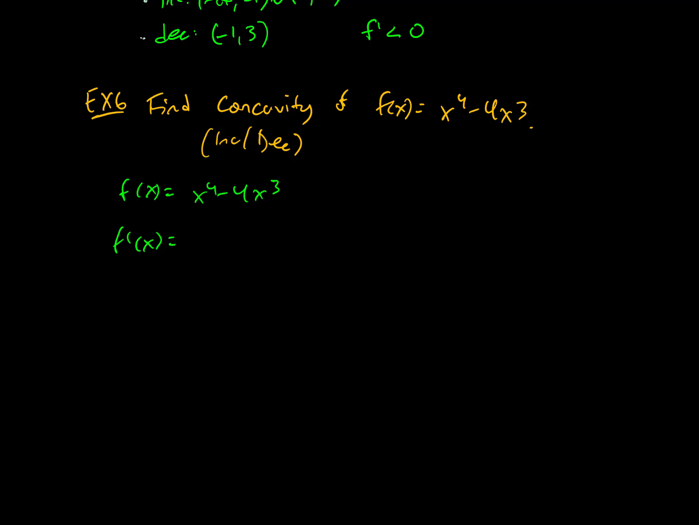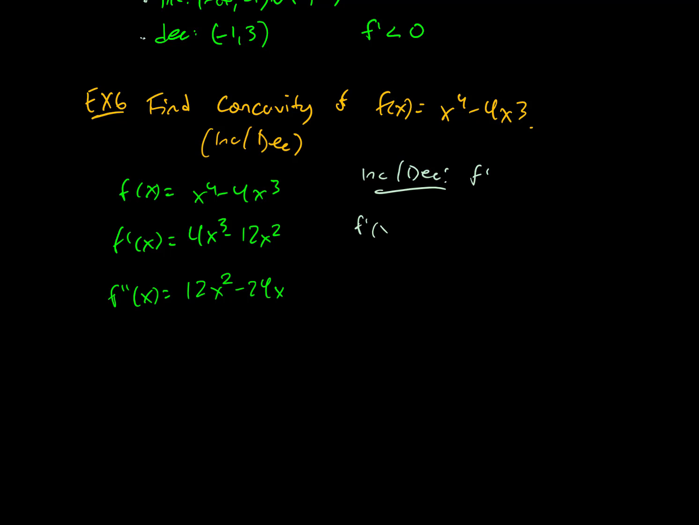And what makes this chapter hard, really, is just challenging our knowledge of derivatives. If you have a hard time calculating derivatives, this part can be challenging. So here I have 4x cubed minus 12x squared. That's my first derivative. And then my second derivative, let's go and calculate that, would be 12x squared minus 24x. Okay, so to find increase and decrease, what do I look to? I look to the first derivative.